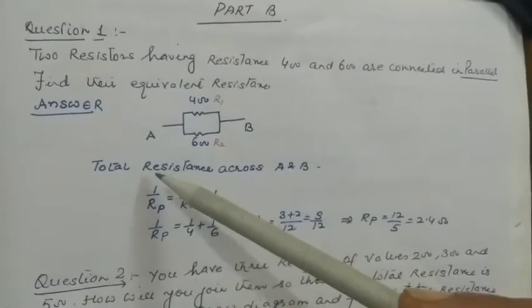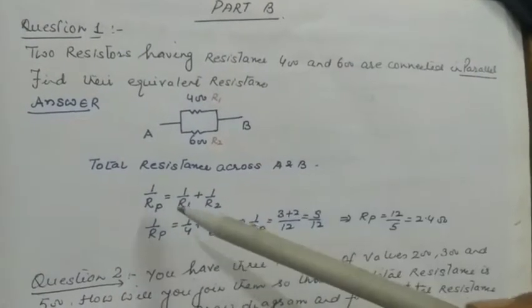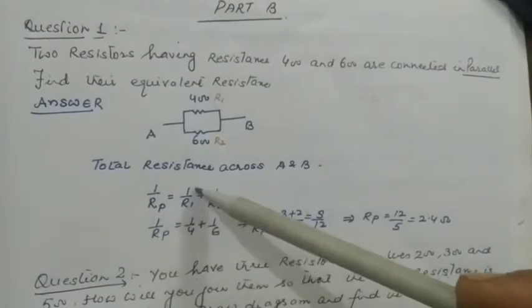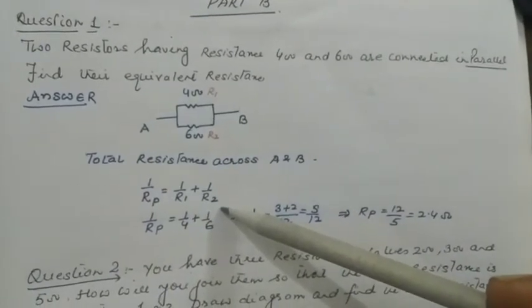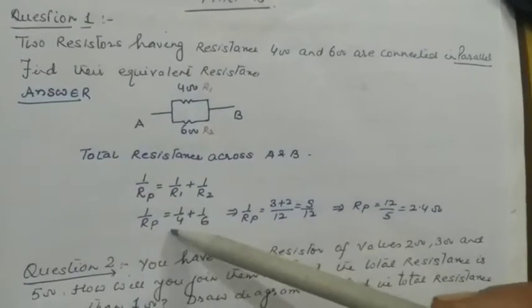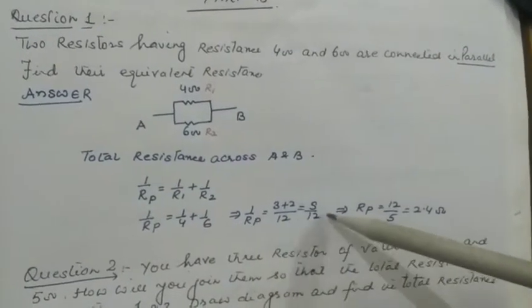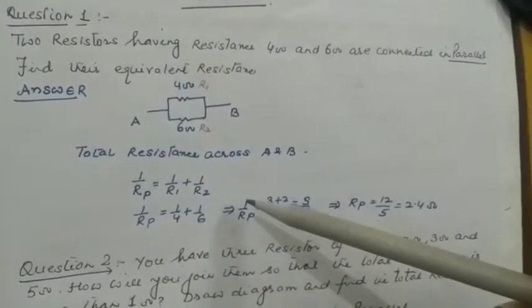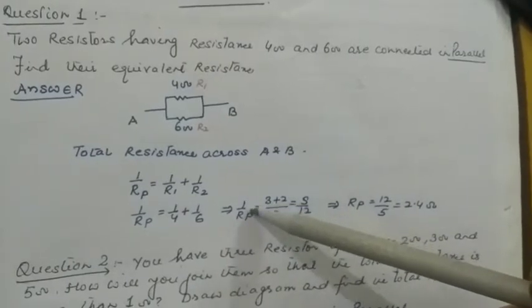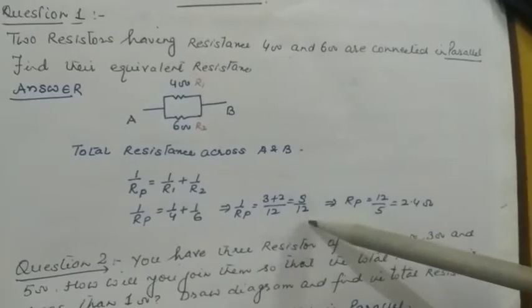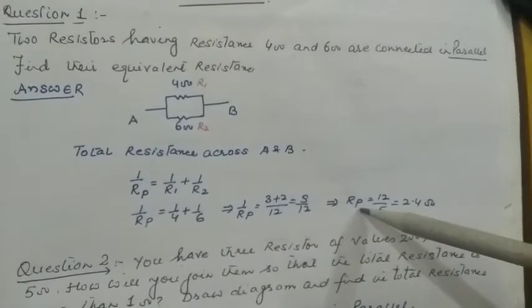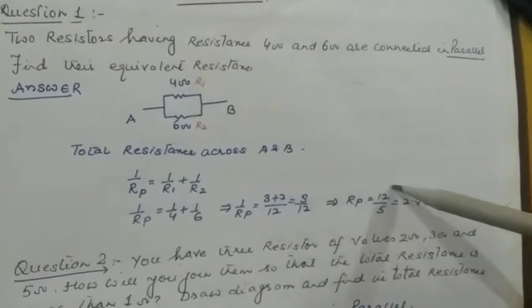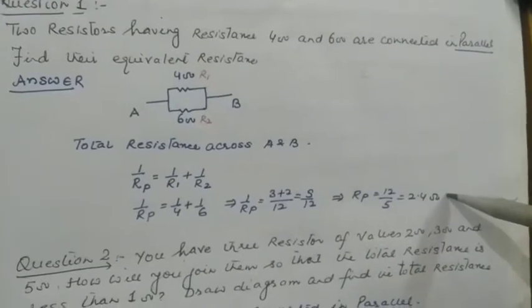Then we will use the formula for total resistance across A and B. The formula is 1 upon Rp is equal to 1 upon R1 plus 1 upon R2. It is very important to mention the formula because it carries 1 mark. Then substitute the values and solve it. Be careful, after the solution you will get the value of 1 upon Rp as 5 upon 12. So don't forget to reverse it, because we require the value of Rp, not 1 upon Rp. Reverse the value and you will get the exact answer.